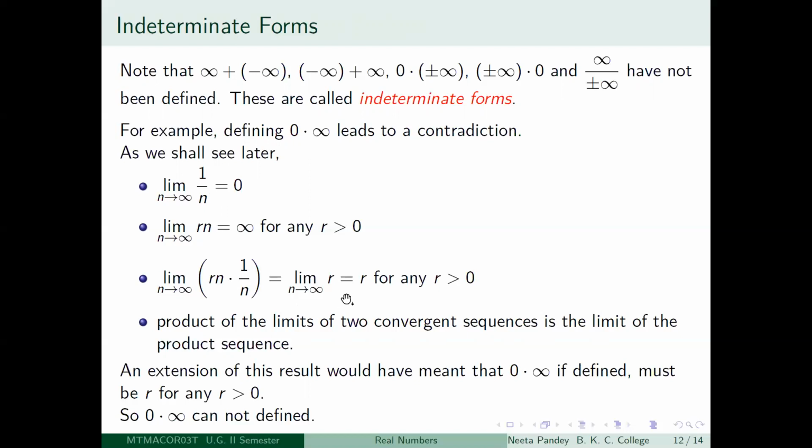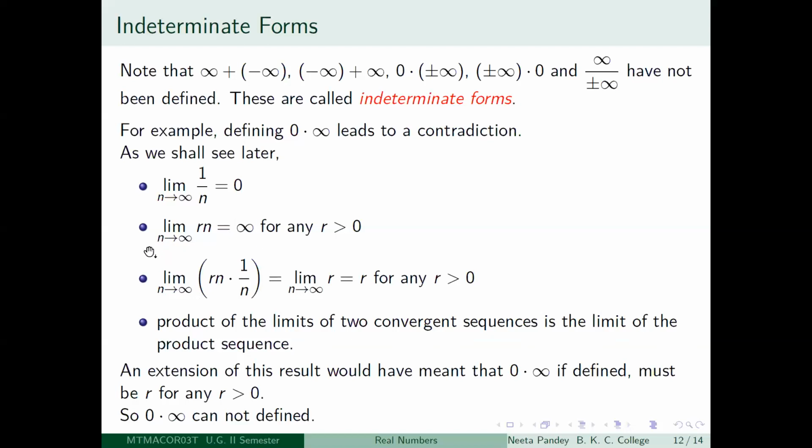If you take the limit of that as n tends to infinity, you will get R. Very good. So it is making sense till now. Now there is a result in sequences which you have also seen in your high school, that if you take the product of the limits of two convergent sequences, it is equal to the limit of the product sequence. So now I want to include infinity as a number in the extended real number system.